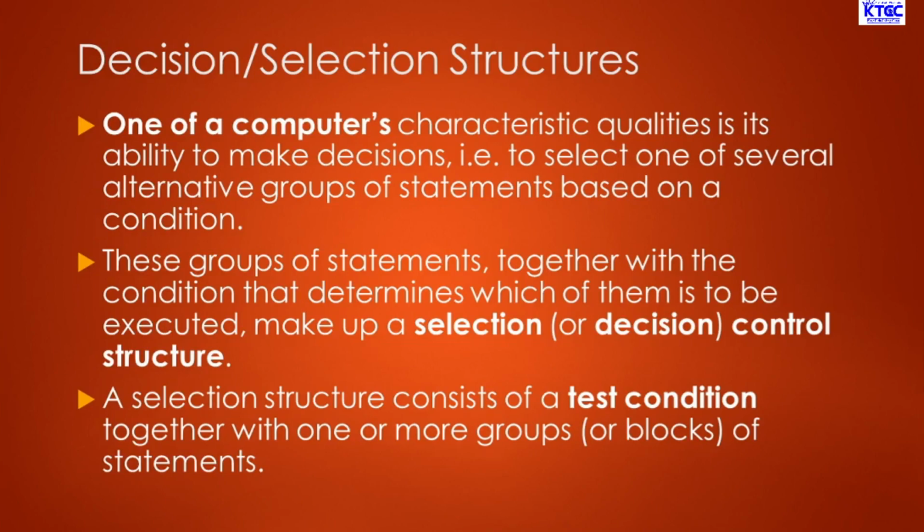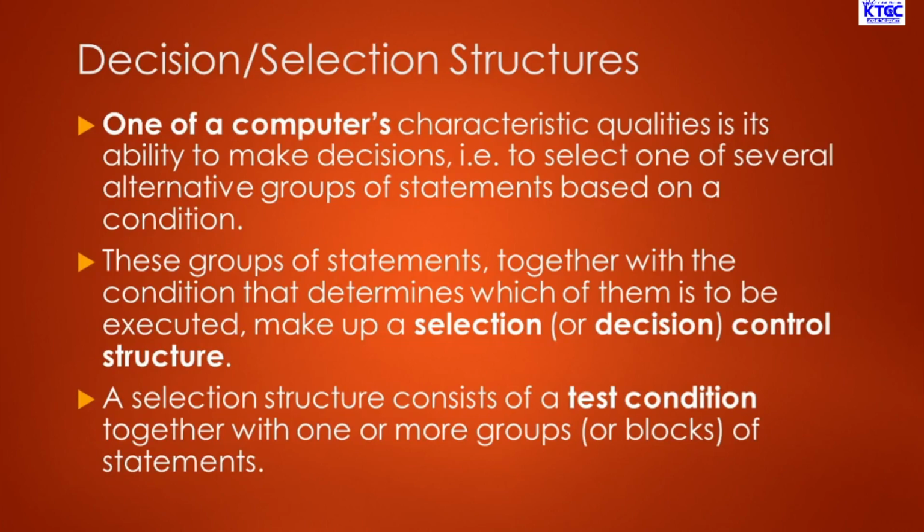We'll be seeing a typical example. A selection structure consists of a test condition. In this type of program where we have selection or decision, there is a test condition together with one or more groups or blocks of statements after that particular test condition. We'll see what a test condition is, and then the blocks of statements after the test conditions. Very soon we'll see the ones that will be executed and the ones that will be skipped based on the decisions or the conditions at hand. We'll be seeing that in a couple of minutes.